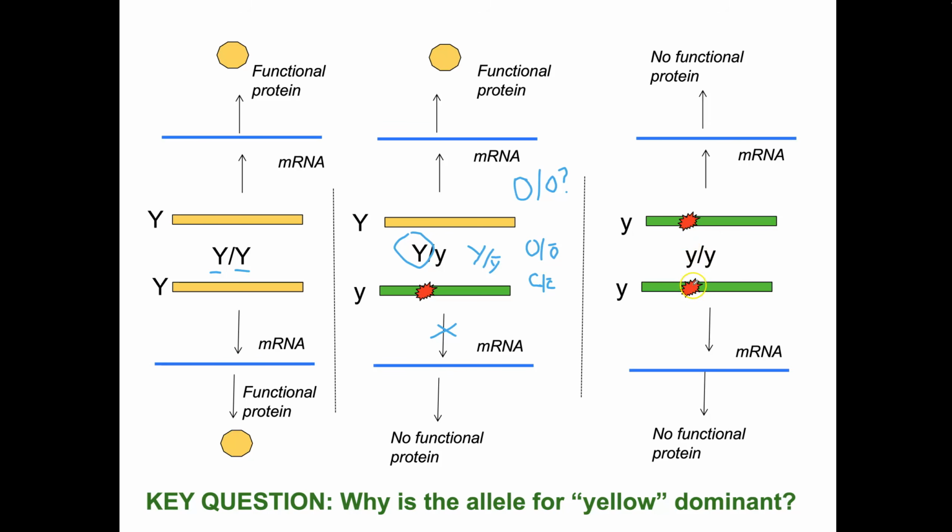If both copies are mutated, this is how we write the genotype, and we now have no functional protein. And so the color is green instead of yellow. As long as you have one wild type copy, you're going to have the wild type color, but when both copies are mutated, you're not going to have any functional protein. Therefore, you are not going to have the proper yellow color. You're going to have green, in fact.